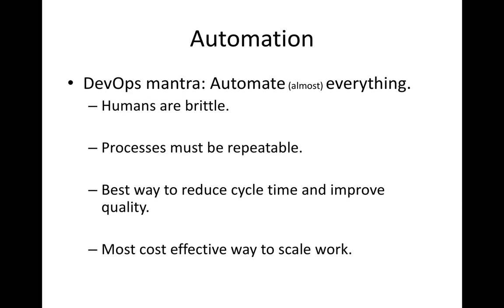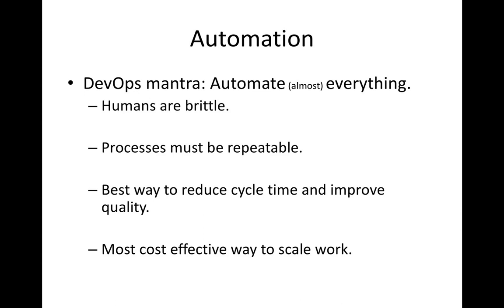We recognize that humans are fundamentally brittle and that the processes that we're trying to implement have to be repeatable. And that's where automation can play a major role. If you can automate something, then you can ensure that that process is performed the same way over and over again.